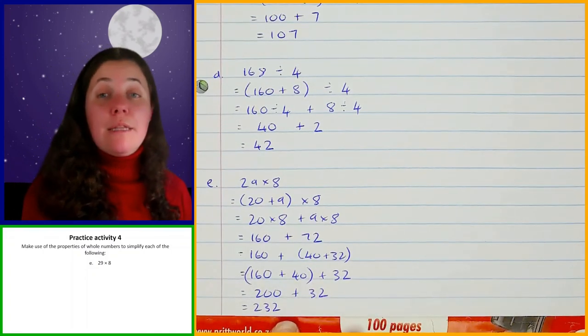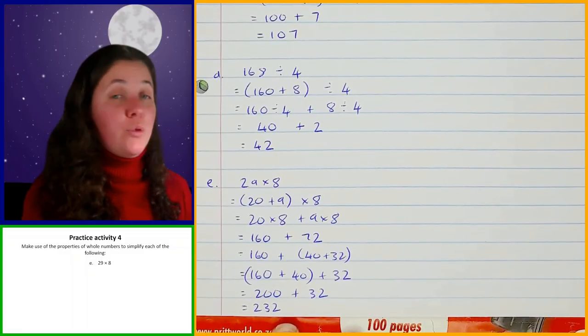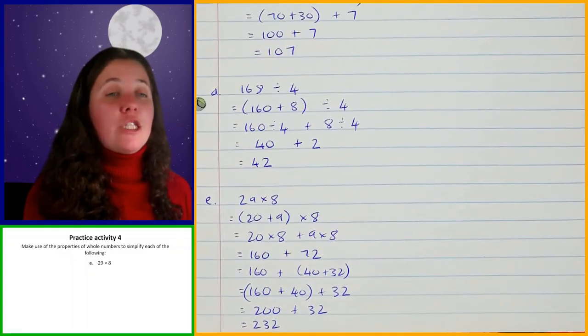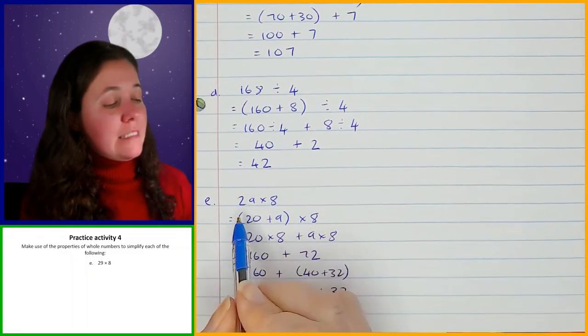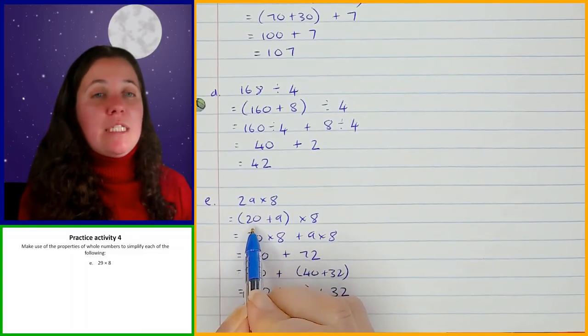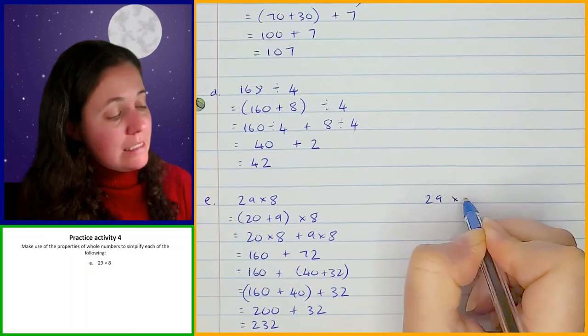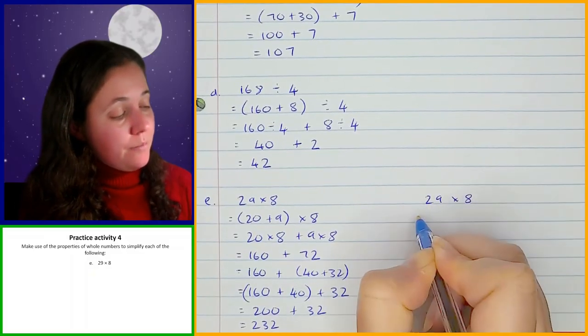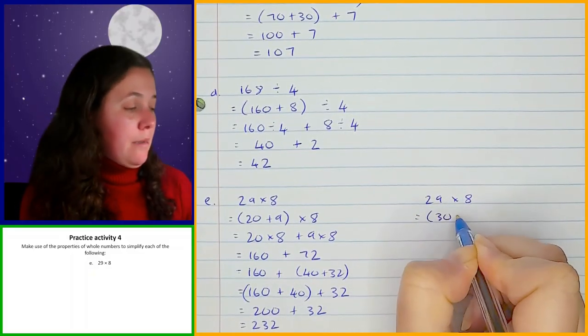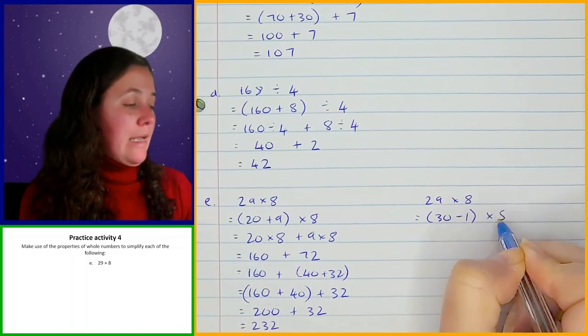Okay, so that works, and that's great, but there's actually a quicker way of doing it, and that is to use subtraction instead of addition. So instead of saying 29 is the same as 20 plus 9, I'm going to say that 29 is the same as 30 minus 1. So this is 30 minus 1 times 8.